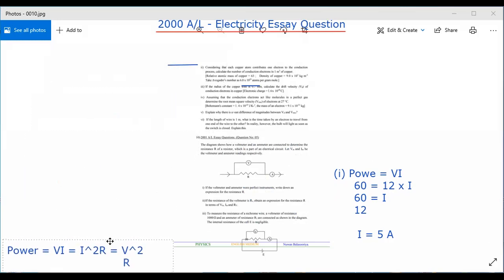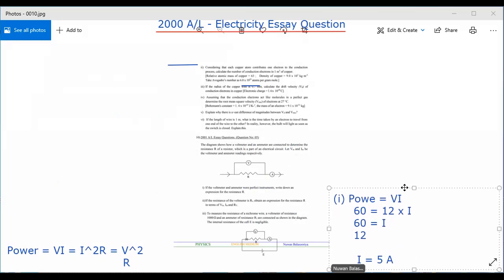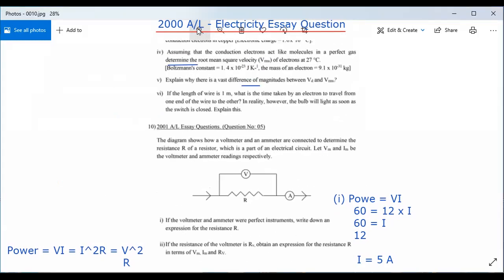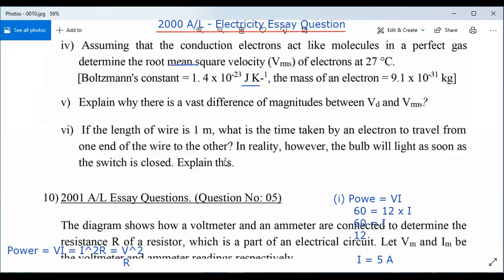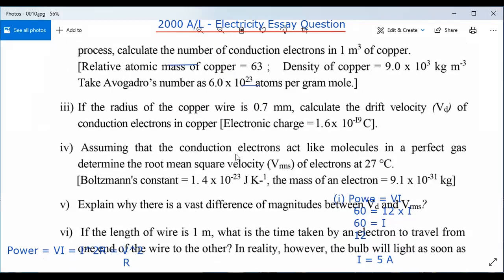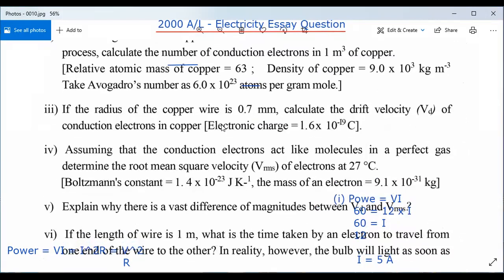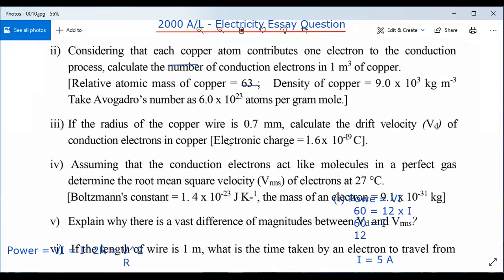But I think you can't see the question properly because it's not large enough. So I'll increase the size of the question. Right, now it is in very big size. Somebody unmute the mic and read Roman number 2, quick.